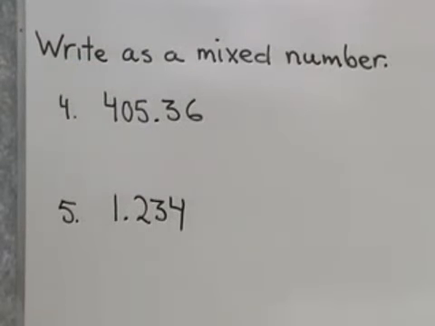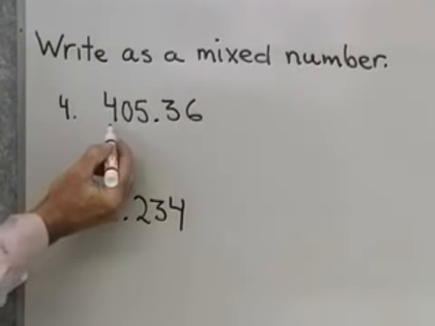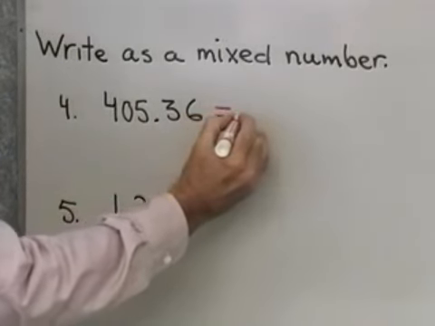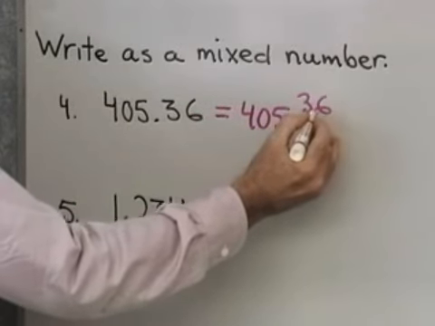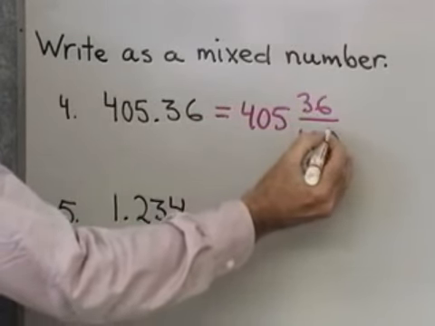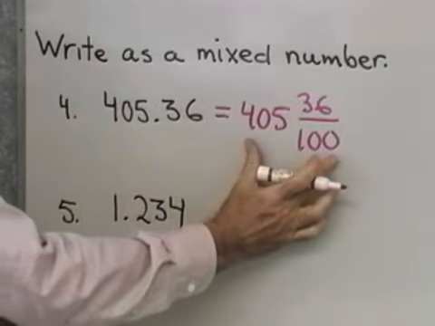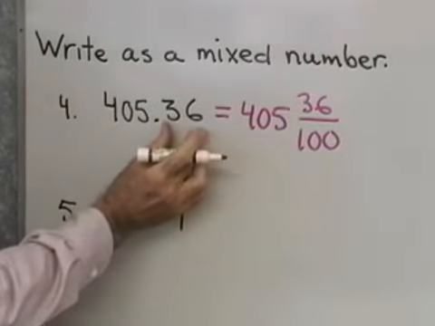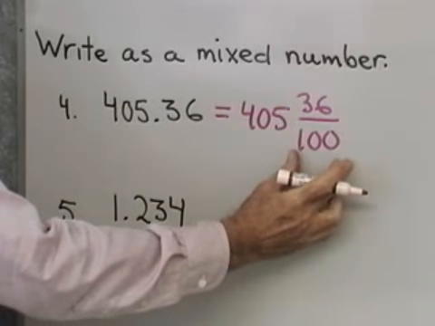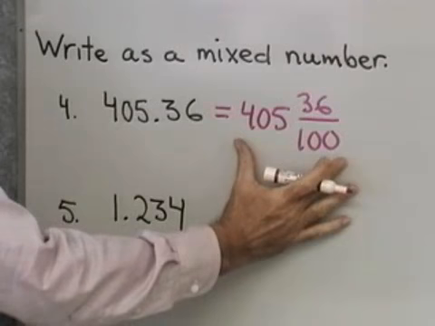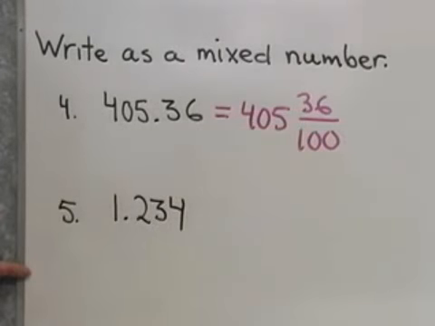Here's some other examples. Write as a mixed number. So this decimal number right here as a mixed number is 405 and 36 100ths. I can change a decimal number into a mixed number this way, just by knowing that this 36 hundredths stands for the fraction 36 over 100. And then with my mixed number notation, I just leave out the plus sign.